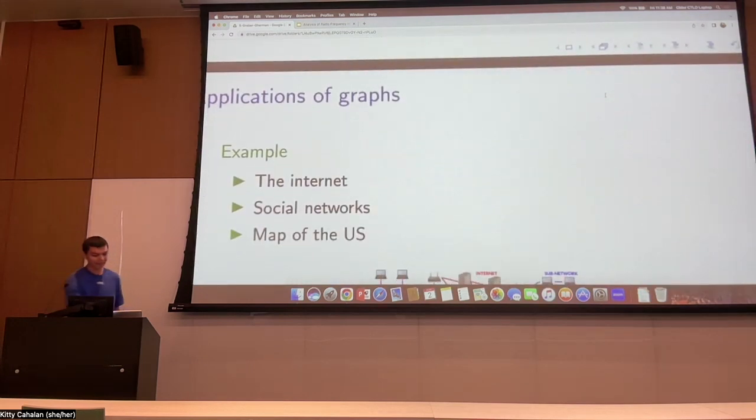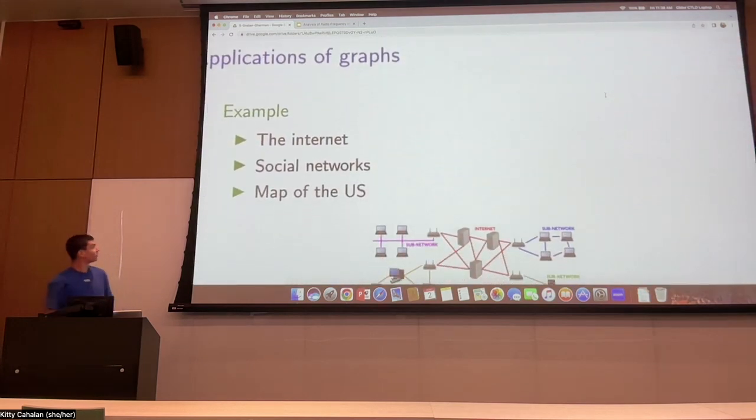And then some applications of graphs. The first application is the internet. On the internet, the vertices are devices, routers, and web pages, and the edges are like wires that connect them or packets that are sent between them.